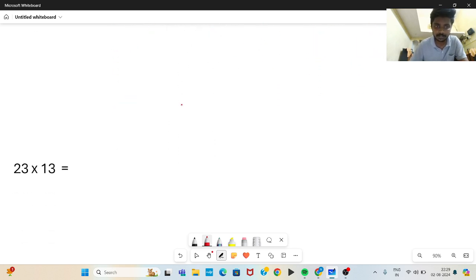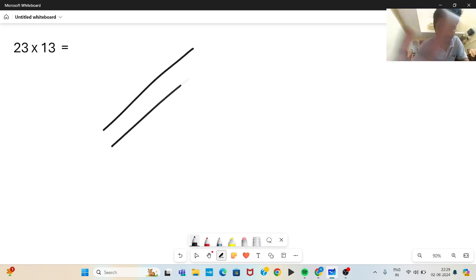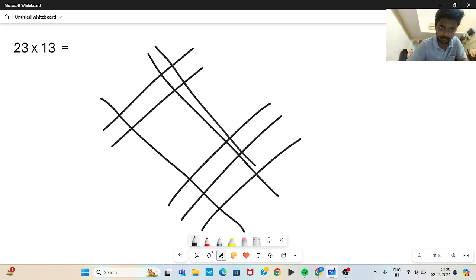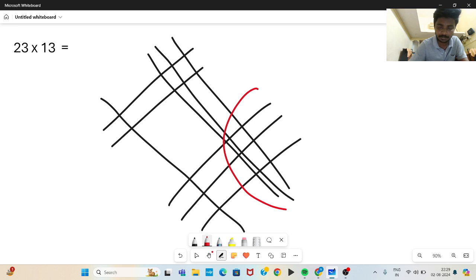This is interesting, students. Now we'll move on to the next question. It is 23 times 13. Same process. First, we'll represent this 2 with two lines. Similarly, this 3 with three lines. Similarly, this 1 we'll represent in a cross way. We'll represent this 1 with one line, and this 3 with three lines, 1, 2, and 3. Now we'll just divide it into three zones. This is the ones place zone, this is the tens place zone, and this is the hundreds place zone.